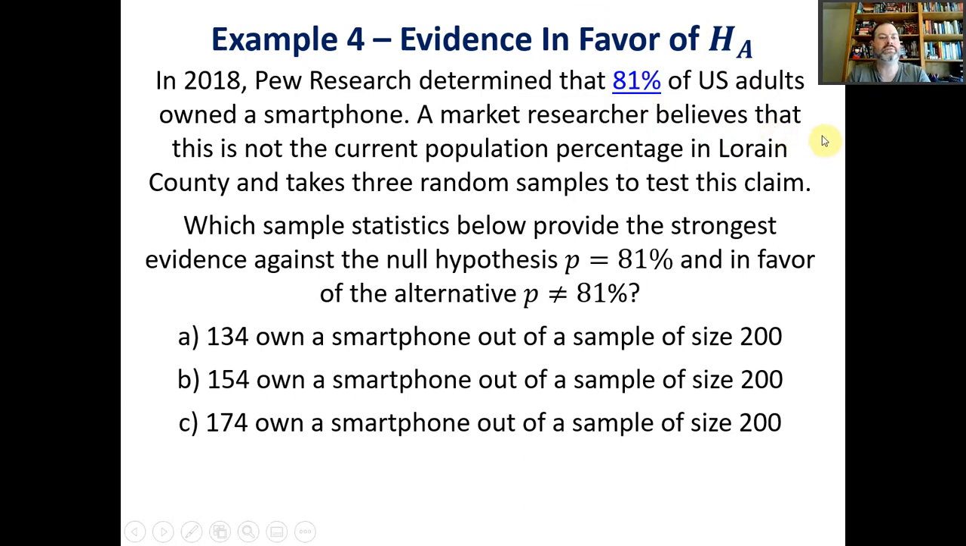A market researcher believes that this is not the current population percentage in Lorain County and takes 3 random samples to test this claim. Which sample statistics below provide the strongest evidence against the null hypothesis, p equals 81%, and in favor of the alternative, p is not equal to 81%?